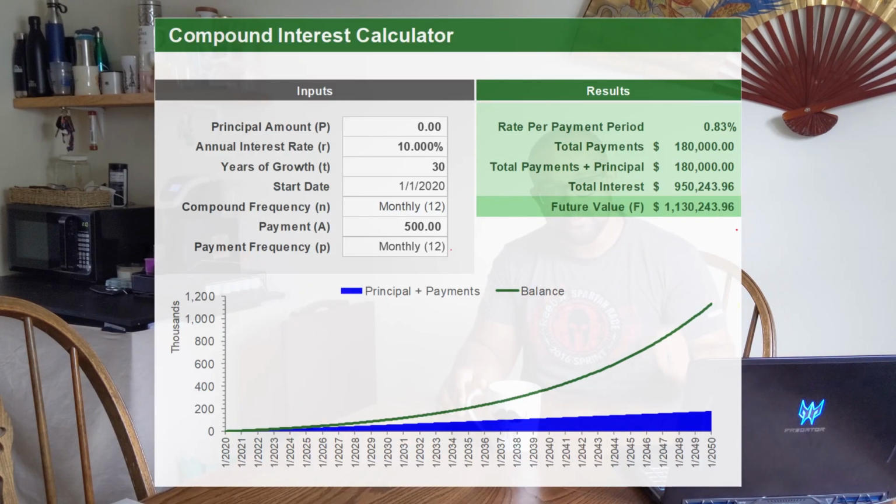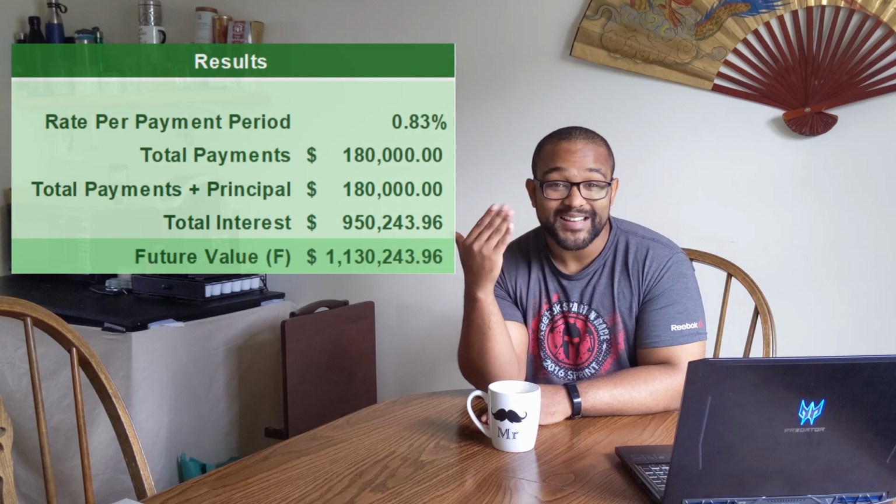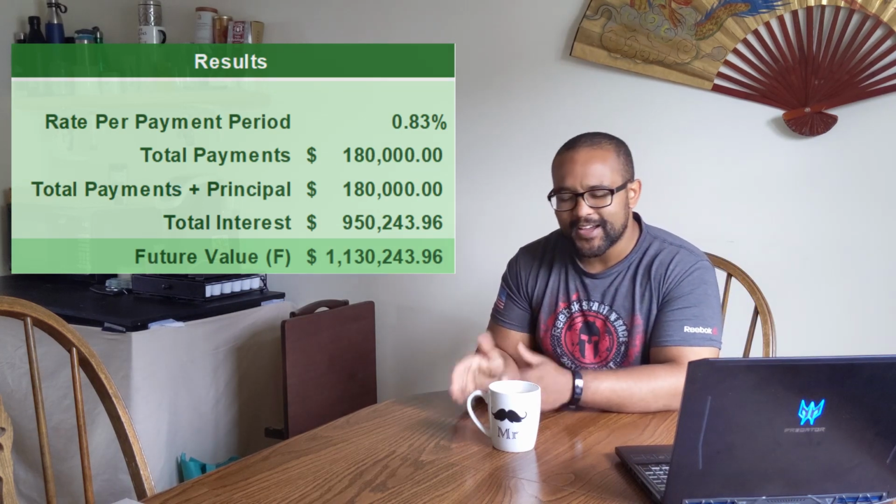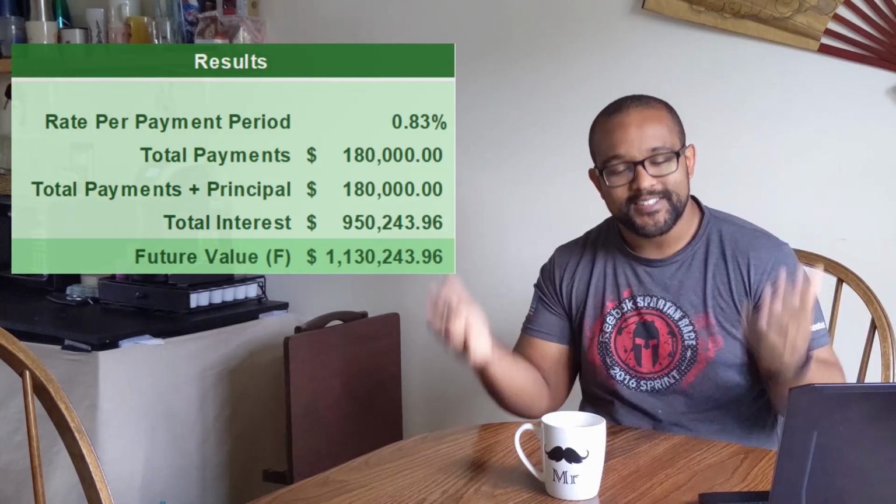If I just run the numbers really quick. So let's say it's $500 per month that you're going to be contributing to this account. So if we take 10% rate of return on the investment, every single month we add $500 into the account, and we do that consistently for 30 years. Compounded monthly, you will have over $1.13 million in the account. You yourself would have contributed $180,000 to the account. So that means the total interest earned is $950,000.